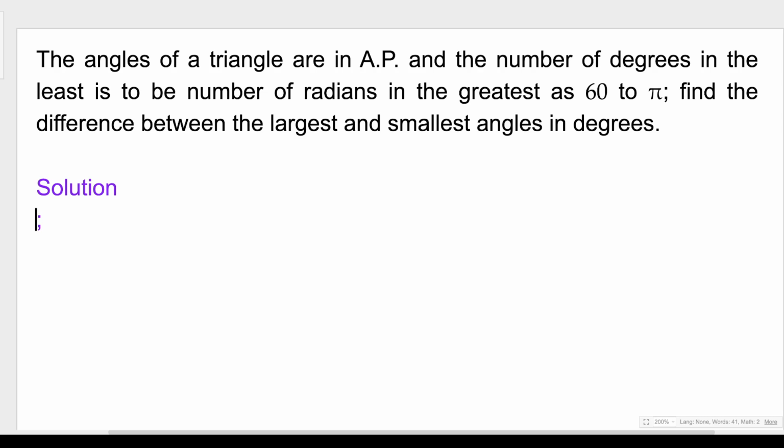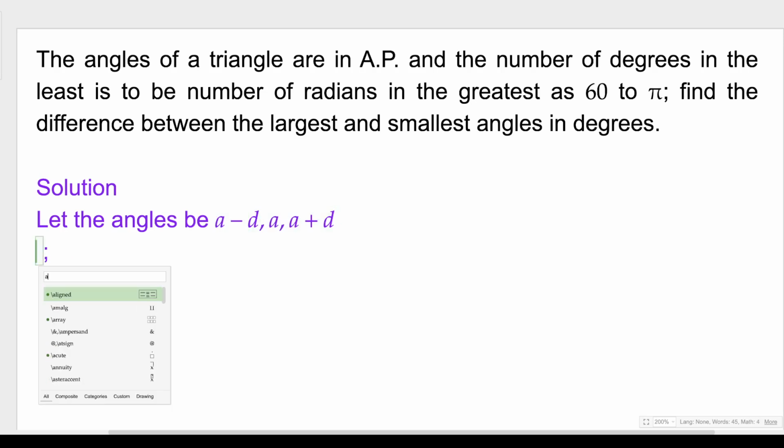So here we'll consider, let the angles be a minus d, let's say, the other one a, and the next one as a plus d. Since it is already mentioned that the angles of the triangle are in arithmetic progression, I have taken those numbers in such a way that the common difference is d, right? Now I'll proceed with this equation.